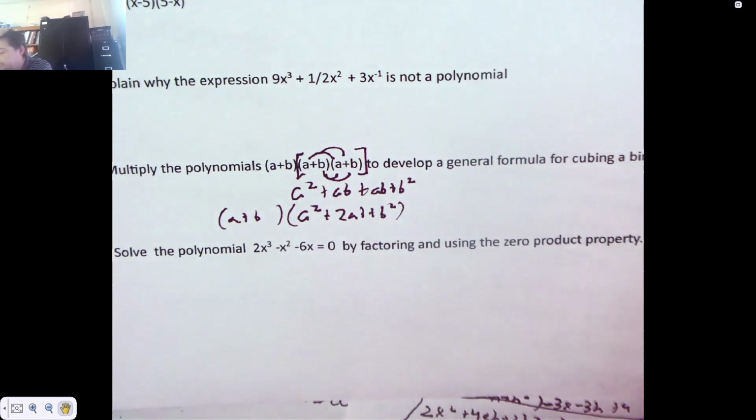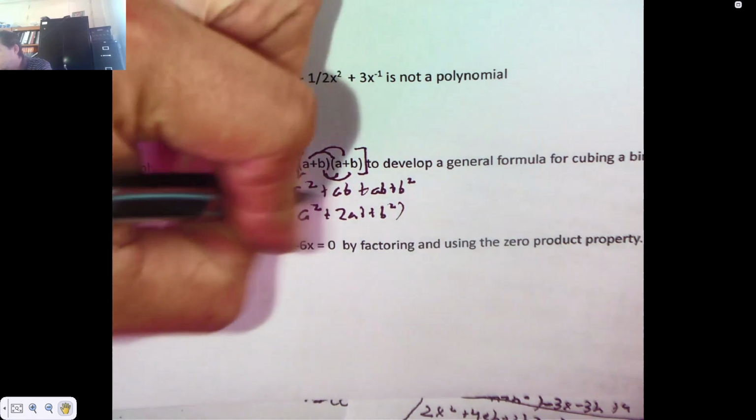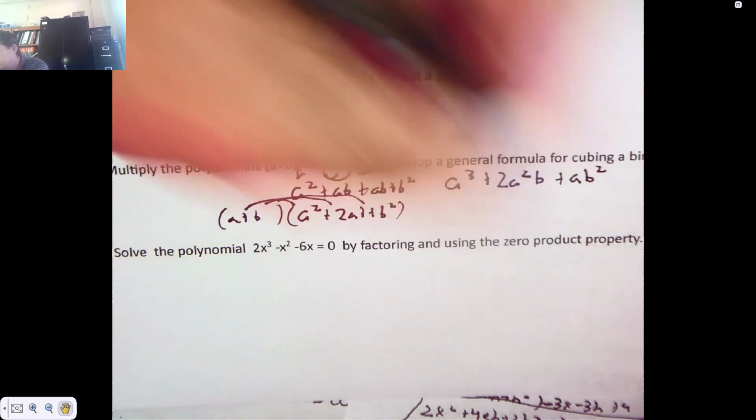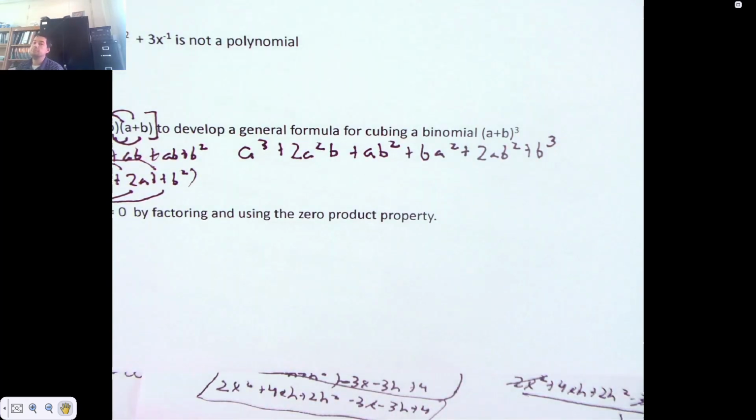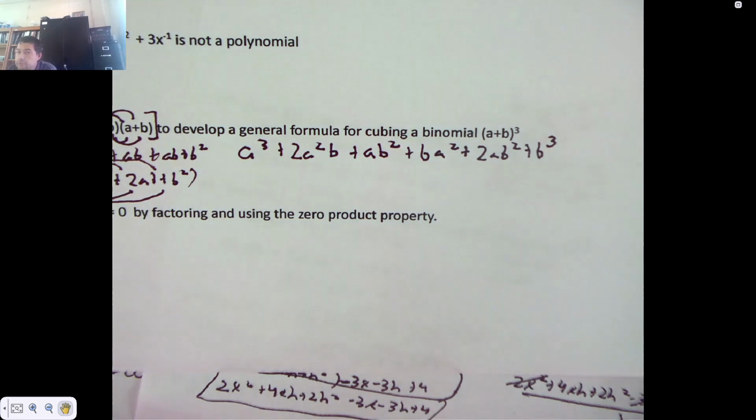It's not a hard thing to do. You're going to A all 3 pieces. That'll give you an A cubed plus 2A squared B plus AB squared. And then you're going to B all 3 pieces: plus BA squared plus 2AB squared plus B cubed. You can rewrite that in standard form if you want. I don't really care. We're just going to leave it like that.